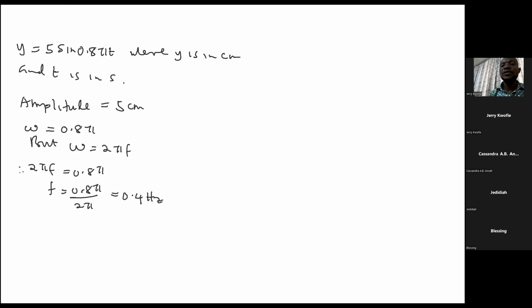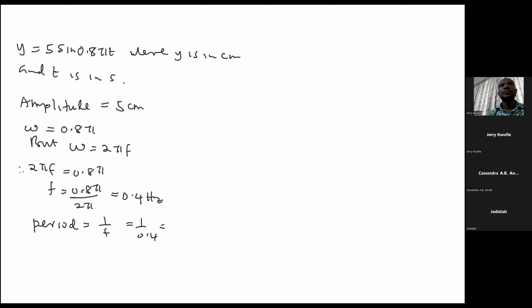Now that we have the frequency, what is next? The period is equal to 1 over the frequency. The period of oscillation is going to be 1 over 0.4. And if you evaluate that expression, what would you get? 2.5 seconds. Okay, so that is the period of oscillation.